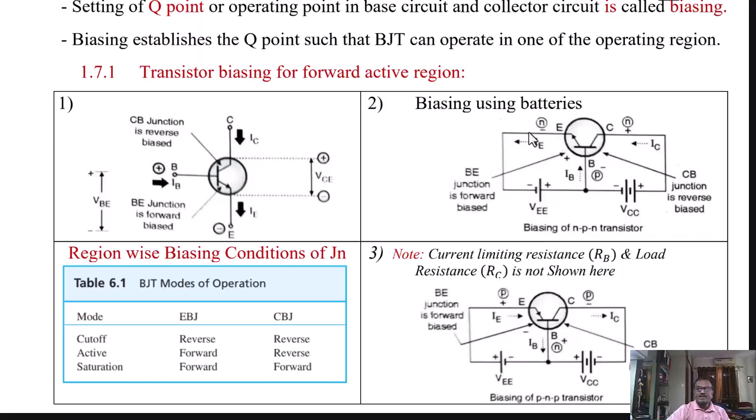The input circuit is basically the base to emitter circuit, and the output circuit is the collector to base circuit. The current flowing through the emitter is the input current, denoted as IE, and the current flowing through the collector terminal, that is IC, is the output current. Here the battery shows how biasing can be done to keep the base to emitter junction forward bias and the collector to base junction reverse bias.